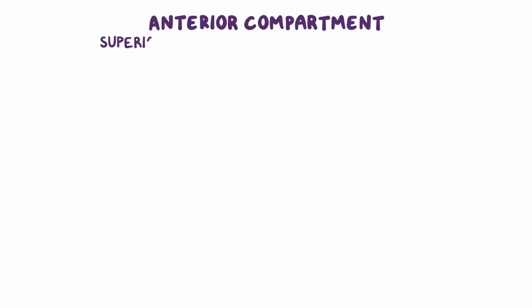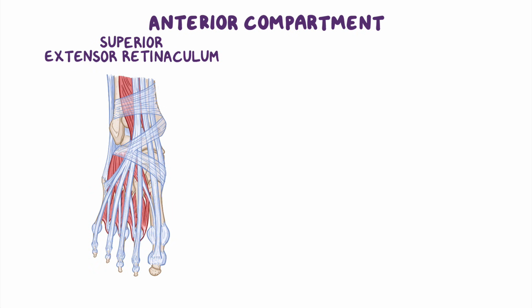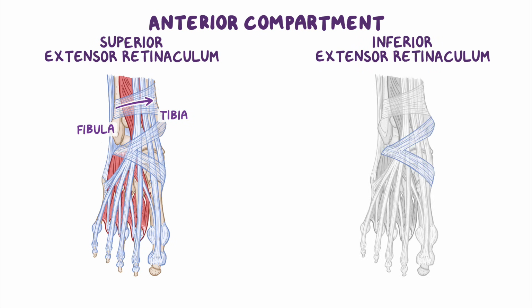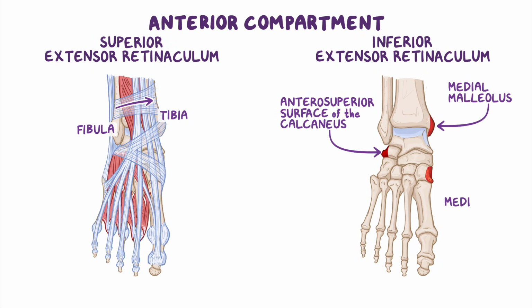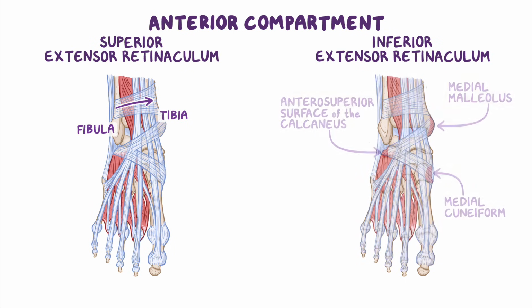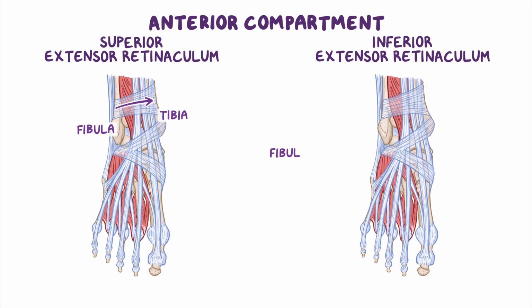First, there's the superior extensor retinaculum, which is a strong, broad band of deep fascia passing from the fibula to the tibia proximal to the malleoli. Second, there's the inferior extensor retinaculum, a Y-shaped band of deep fascia that attaches laterally to the anterosuperior surface of the calcaneus and medially to the medial malleolus and medial cuneiform. It forms a strong loop around the tendons of the fibularis tertius and the extensor digitorum longus muscles.